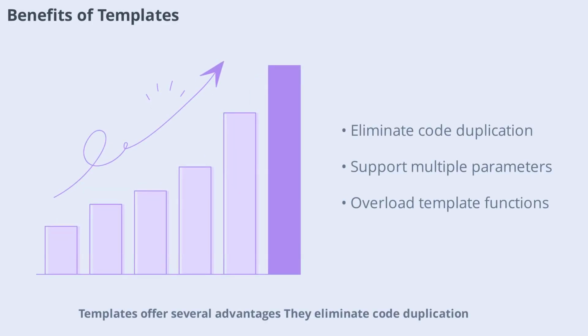Templates offer several advantages. They eliminate code duplication, making it easier to manage and update your code. With templates, you can write a single function or class that works with any data type, reducing the risk of errors. Templates also support multiple parameters, allowing for even more flexibility. Plus, template functions can be overloaded, giving you the ability to handle different scenarios with ease. All these features make templates a must-have tool for any C++ programmer.